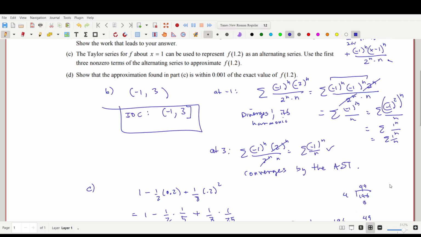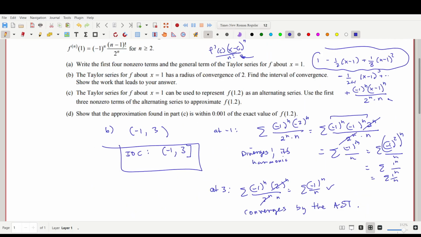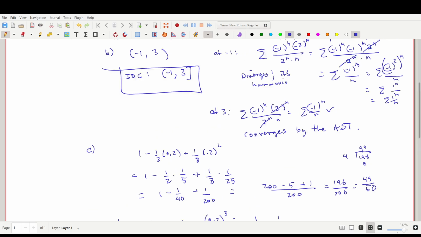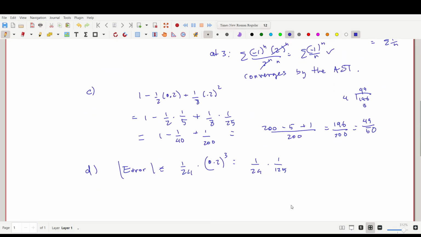All right, luckily D does not depend on it, even though it seems like it does. You just need to use the alternating series test. You can just say the error is less than or equal to the absolute value of the next term, which is the fourth term there. So 1 over 24 times 0.2 cubed. And that's 1 over 24 times 1 over 125. And what do they want? Within 0.0001, the thousandth. Yeah, and this is definitely less than 1 over 10 times 1 over 100, and that equals a thousandth. So we look good to go.